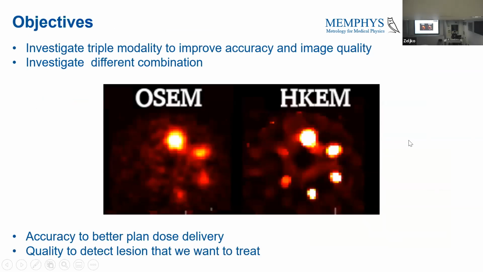So the objective of the study, obviously, is to try to improve accuracy and image quality using different combinations of extra information. And I want to highlight that we need both quantification and image quality because, of course, we want to better plan the delivery of the dose to the tumor. We want to have an accurate measure of the activity, but we also want to see the tumor, otherwise we can't do any measurement.